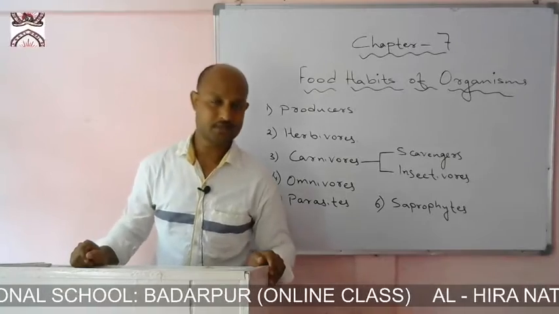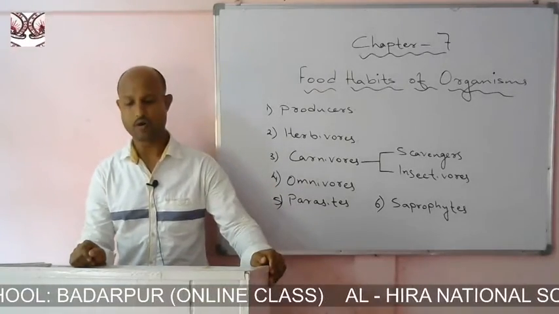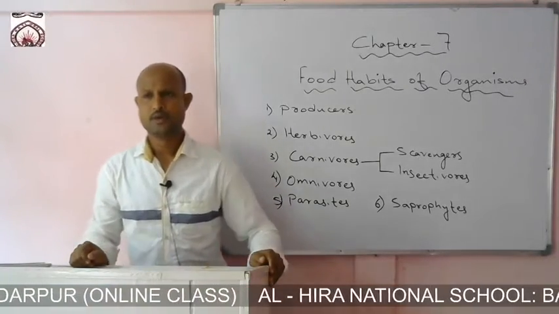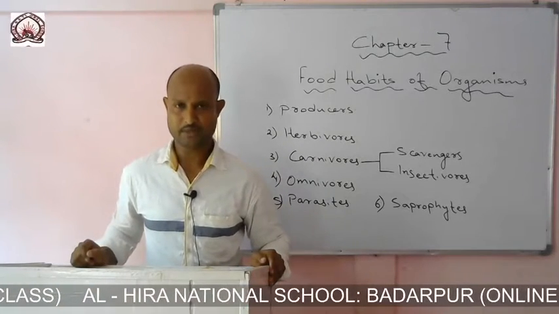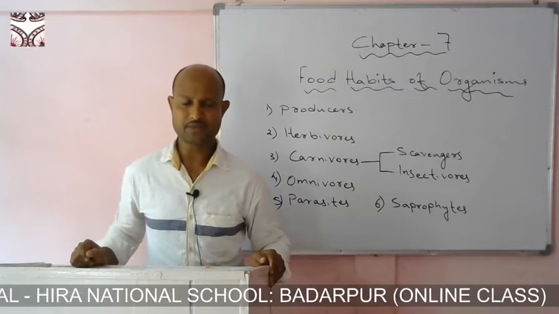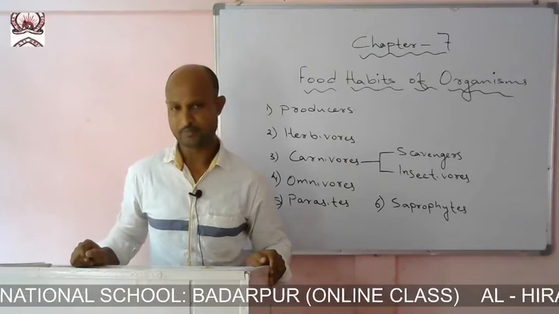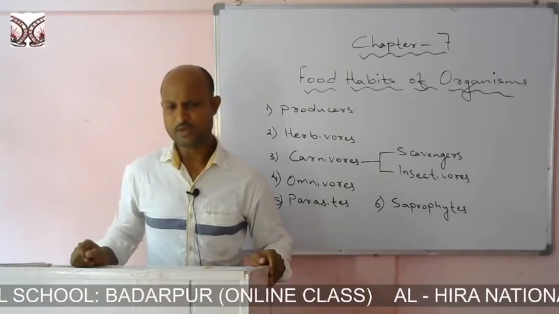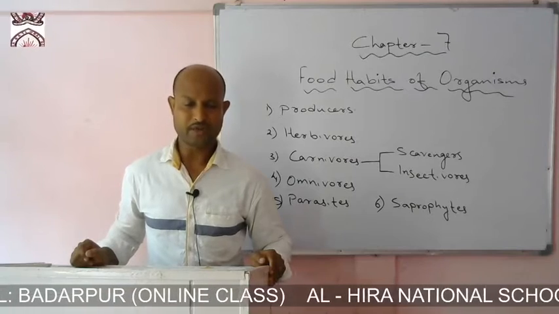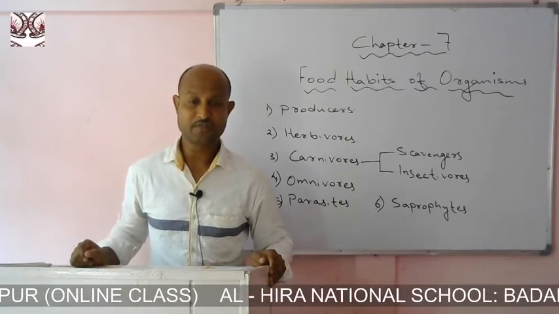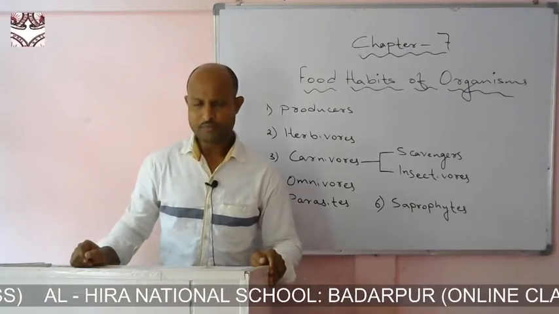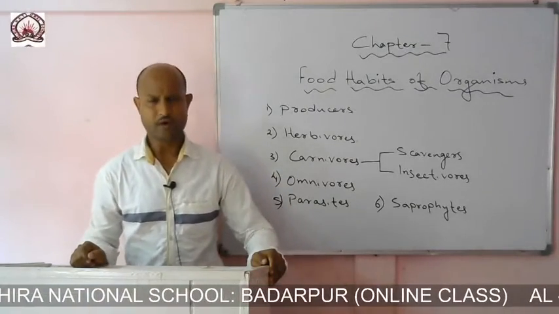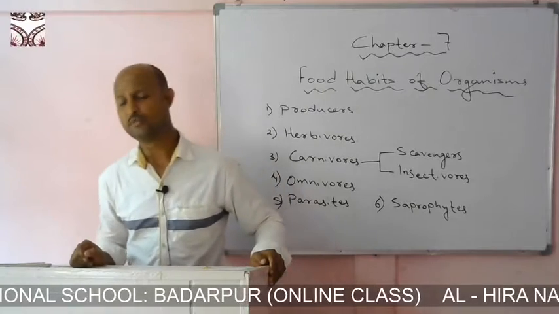Today I am going to discuss chapter number 7, food habits of organisms. We know that in this world there are many different organisms, and all these organisms are very much different from one another. Starting from the smallest to the largest, all the organisms have different food habits. Before we discuss the food habits of the organisms, let us learn about the food first.